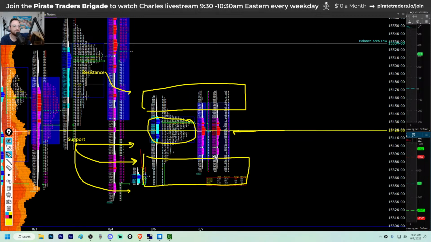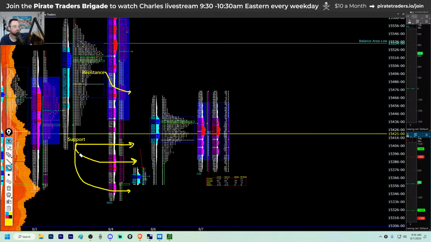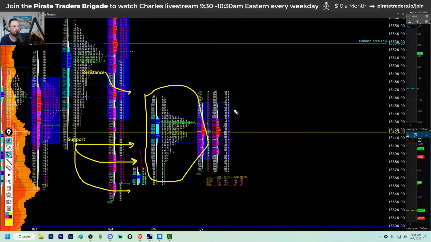So the NQ is telling us it's going nowhere. It's just going to keep doing what it did in the overnight. Keep chopping up, chopping down, chopping up, chopping down until it can finally bring in enough buyers or sellers to break one way or the other. Whatever this was, we're getting more of it this morning.